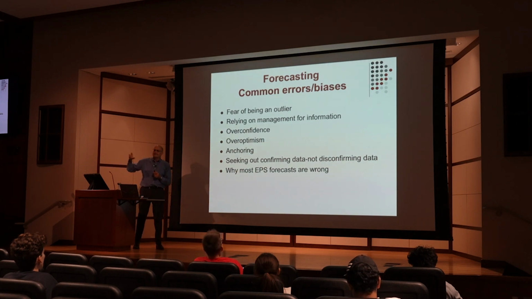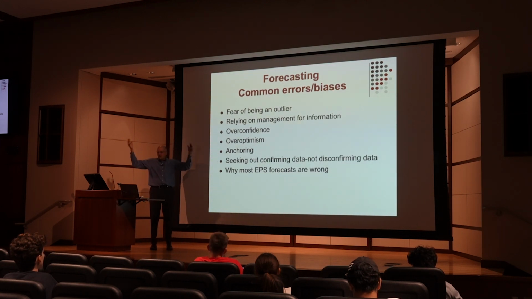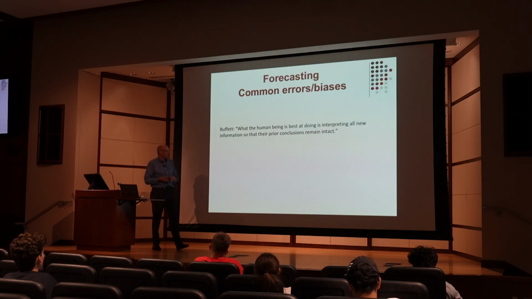Once we make a decision or we make a forecast, the first thing we do is we try to make ourselves feel better about that forecast, right? We go out and try to find data, we're seeking out data that makes us feel good about what we've just done, when we actually should be doing the opposite. We're trying to constantly challenge, is this right? And this is why most earnings per share forecasts are wrong.